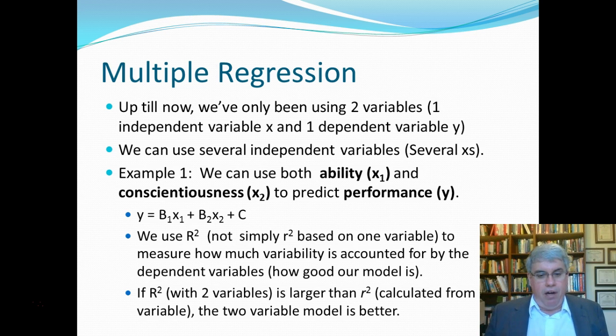So for example, if r squared with two variables is larger than r squared calculated from one variable, then the two-variable model is better. If it's just a little bit bigger, kind of what we could expect by chance, we're going to say, no, this new model's not good. If it's smaller, then certainly not good. But if the r squared is bigger than what we could expect by chance, then this new model with the two predictors is going to be the superior way to calculate and to estimate what we want.